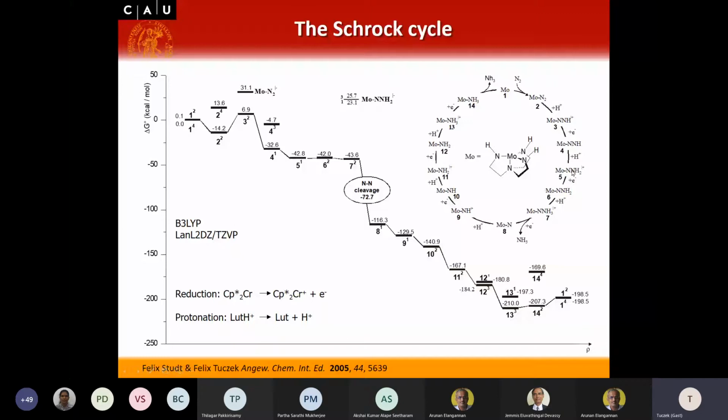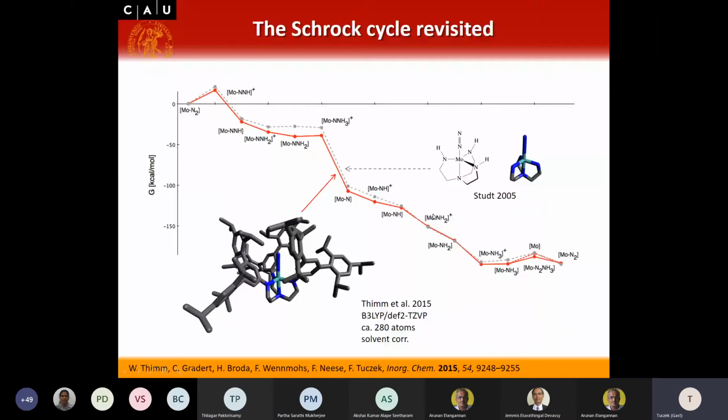And we got some criticism because we started with the small models, and 10 years later, we basically made the same calculation with a full model of the catalyst. So these calculations took over 1 year, but basically we got the same energy profile, which is just due to the fact that these residues here are perpendicular to the lone pairs of these amido nitrogens. So this was already quite a good approximation.